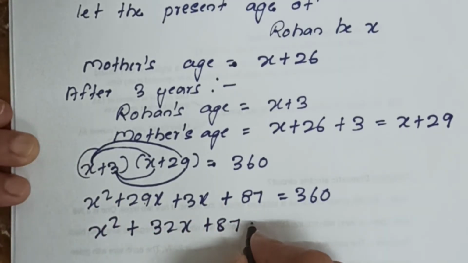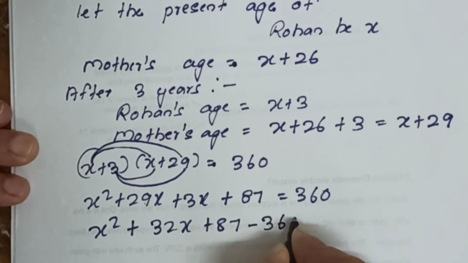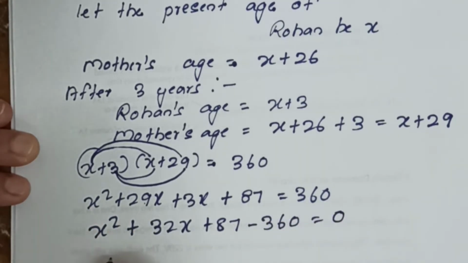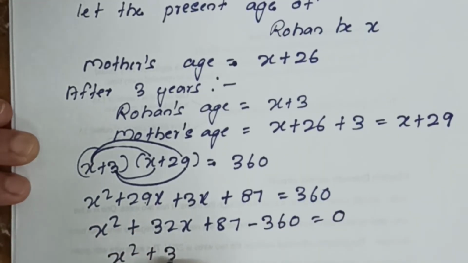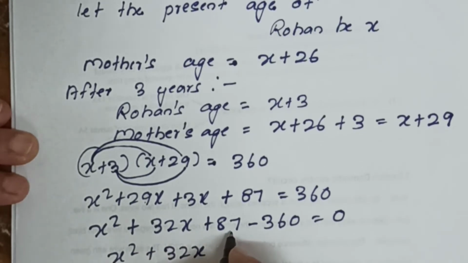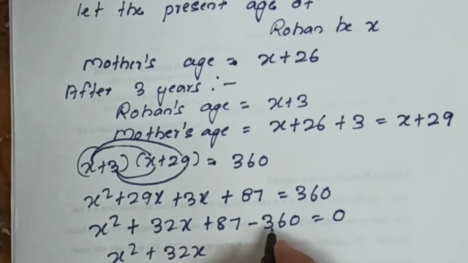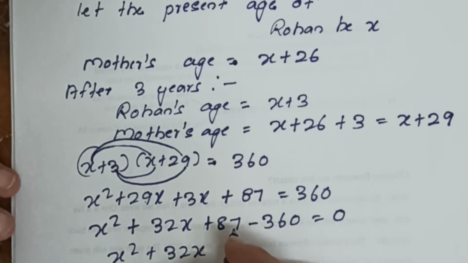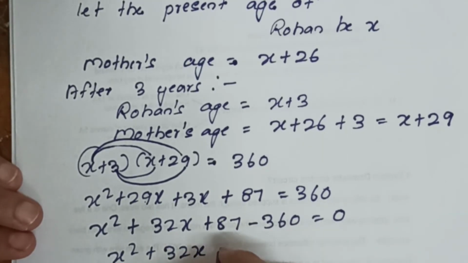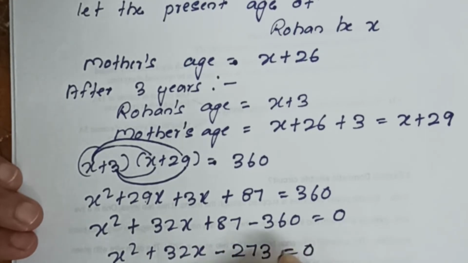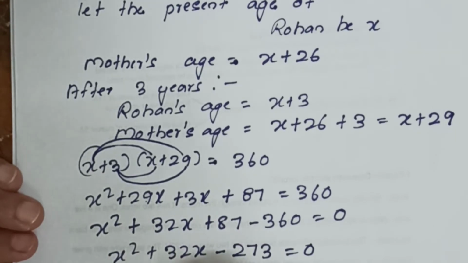Now we have to bring 360 to the left hand side, so it will become minus. Finally the equation will become x square plus 32x plus 87 minus 360. When you subtract 360 from 87, you will get minus 273 equal to 0. So this is the required quadratic equation.